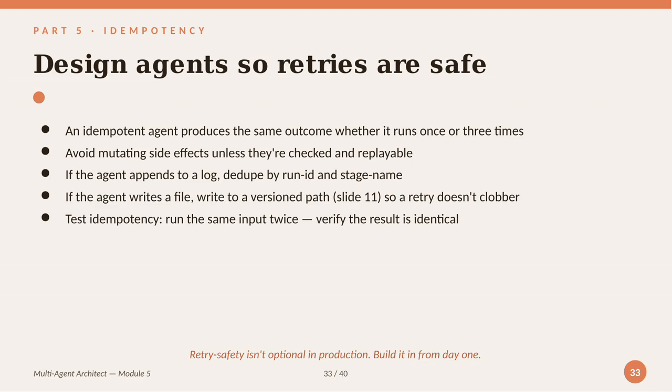Test it. Run the same input twice. Verify the result is identical. If it's not, find the mutating side effect that doesn't dedupe and fix it. Retry safety isn't optional in production. Build it in from day one. Retrofitting idempotency into a system that wasn't designed for it is one of the harder refactors you'll do.